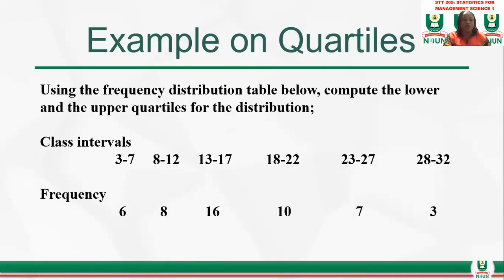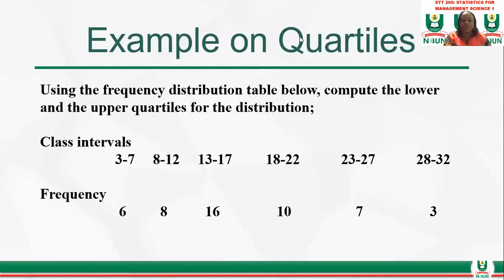That's why I said all of you should come with your calculators, okay? Look at the table that we have. I have my class intervals, 3 to 7, 8 to 12, 13 to 17, 18 to 22, 23 to 27, and 28 to 32. You have that on your course guide. So I want us to use the table to compute the lower quartiles and the upper quartiles.